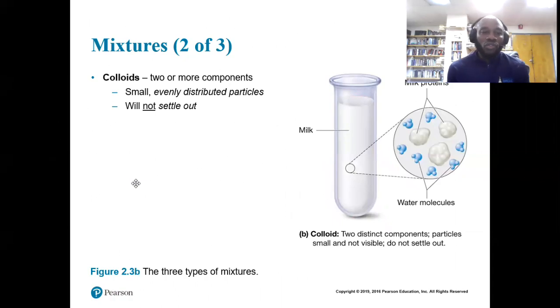You have what we call colloids, and the best example, as you see here, is milk. Small, evenly distributed particles that will not settle out. If you leave milk sitting on the countertop for an hour, it'll still be milk. All right, so two distinct components, particles small and not visible, but they do not settle out.